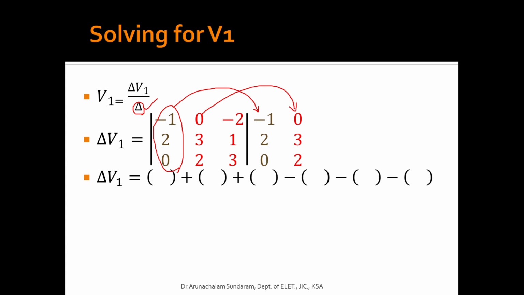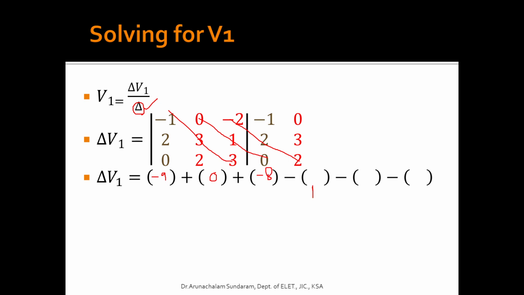Now how do you find the determinant? Again we have to fill these parentheses. How do you fill the first bracket? We have to multiply these three numbers, so it is minus 9. How do you fill the second bracket? We have to multiply these three numbers, which is 0. How do you fill the third bracket? We multiply these three numbers, which is minus 8.